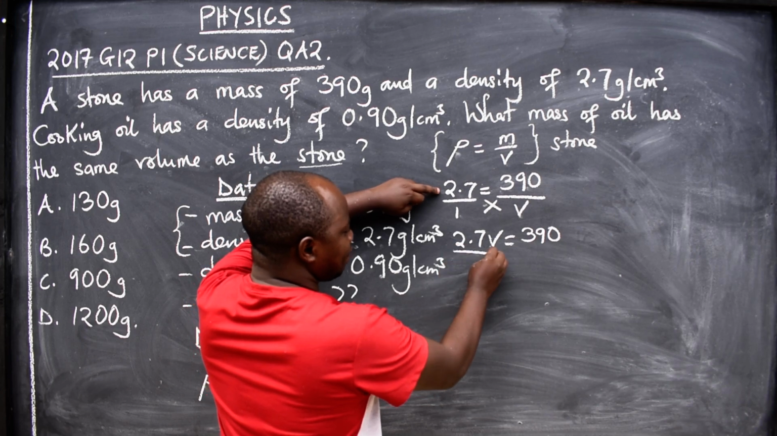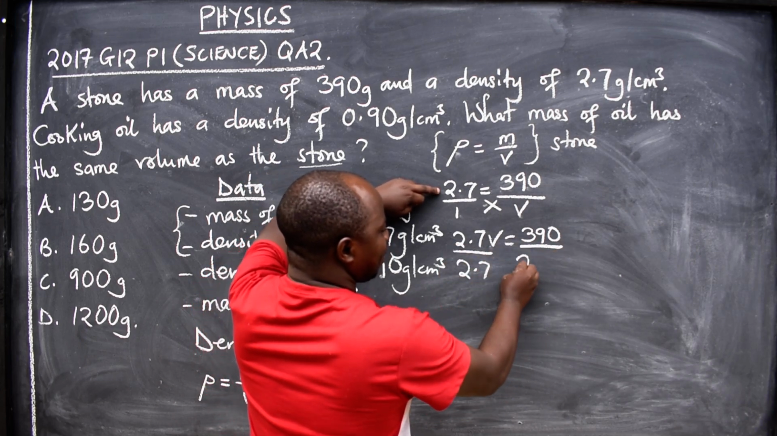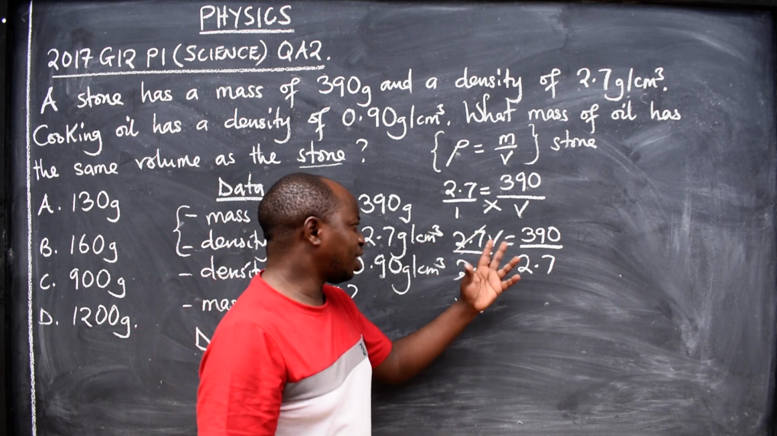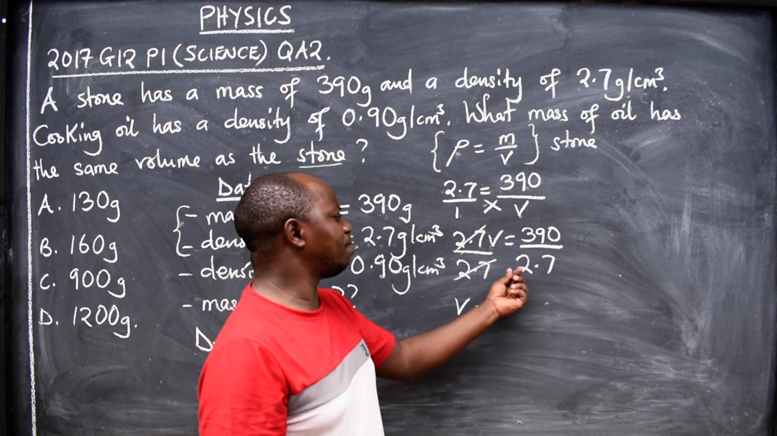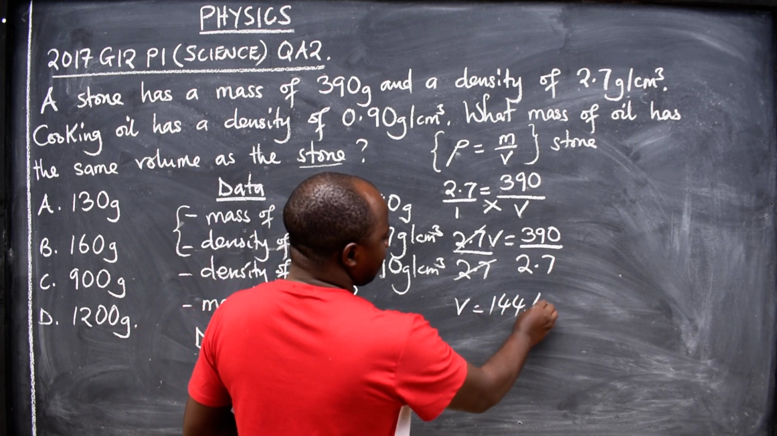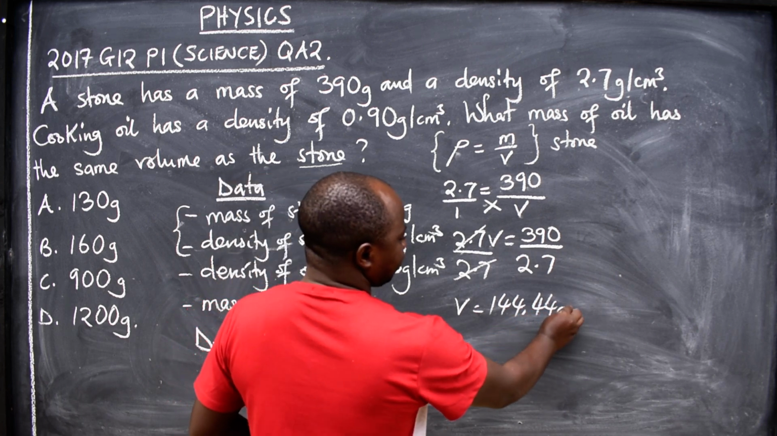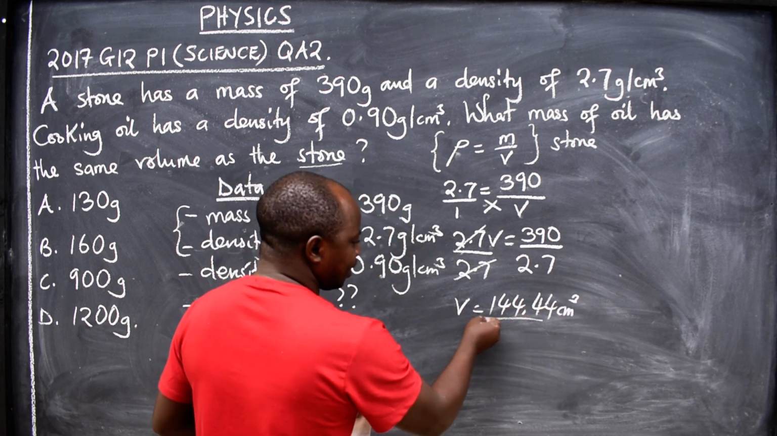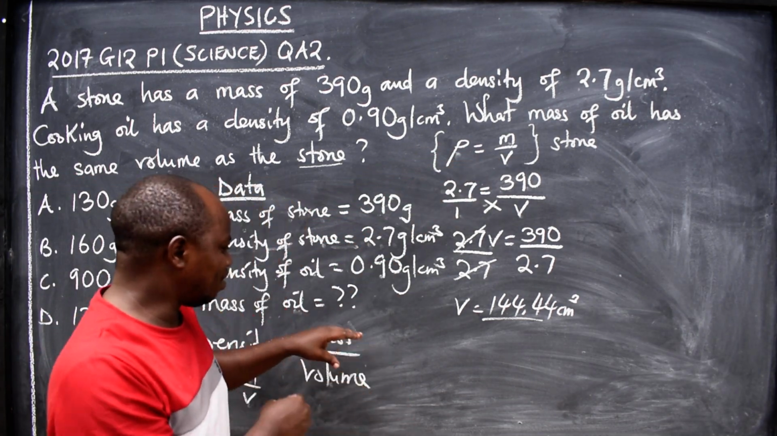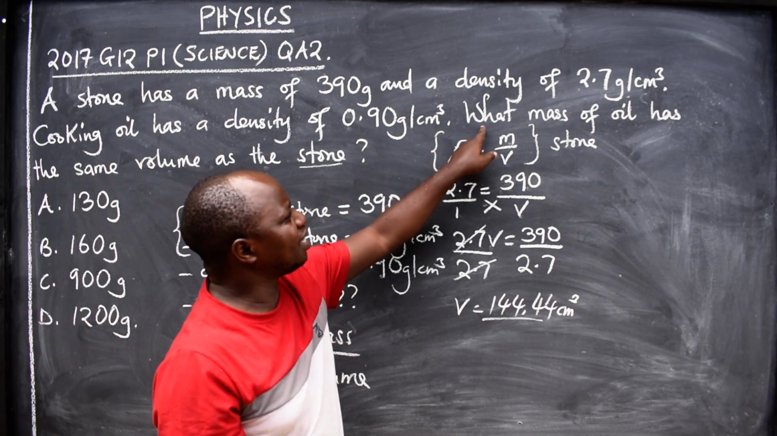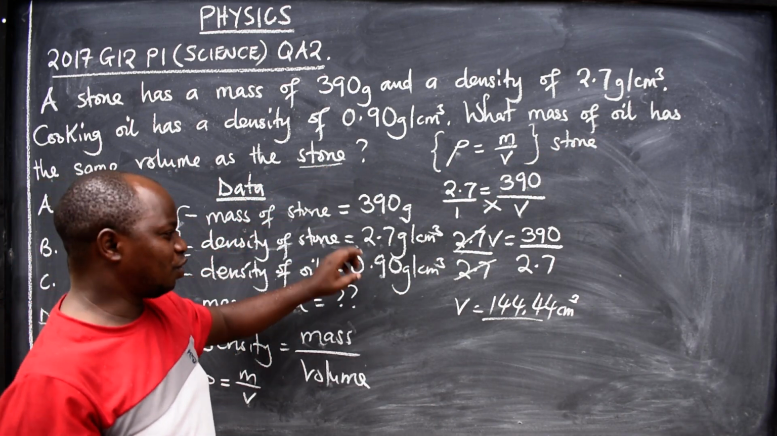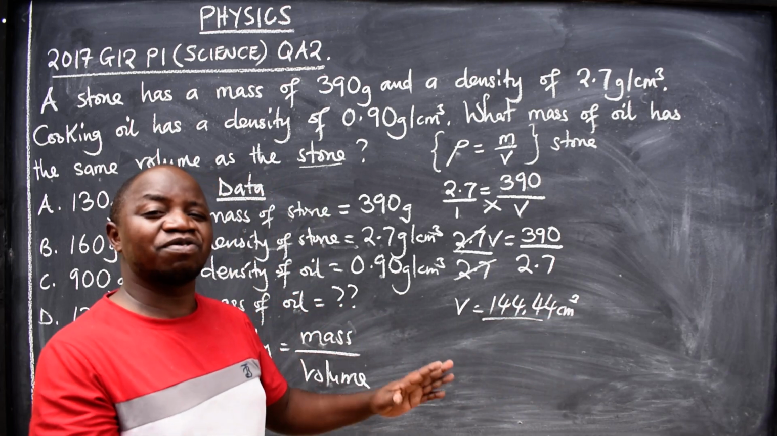To remain with V, divide by 2.7, also the other side by 2.7. Cancel this, V is equal to, now this is physics, you can use the calculator, 390 divided by 2.7. What answer are you going to get? You will be able to find 144.44. Volume is in cubic centimeters there. So this is now the volume of the stone. At the same time, it is the volume of the oil. That is what they've said here. What mass of oil has the same volume as the stone? So the volume that we have calculated here is for both.